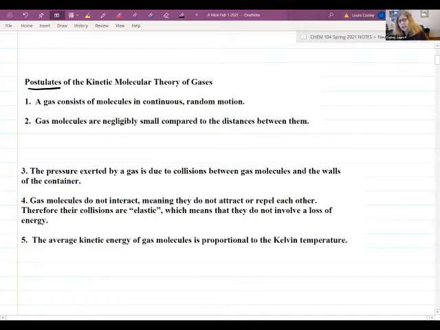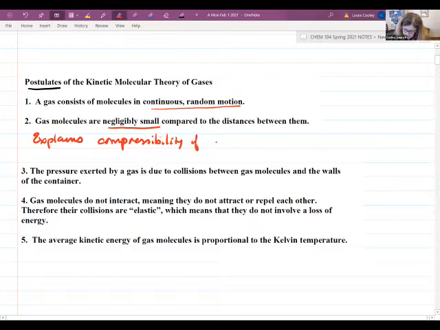First of all, gas molecules are always moving. You've got this continuous random motion going on with these molecules. They never stop. And they're also very small compared to the distances between them. That statement alone helps in explaining why gases are so compressible. Because if there's a lot of room between molecules, then as you compress the gas, you can just take up some of that room. You won't be squeezing the actual molecules, you'll just be having less space between them.